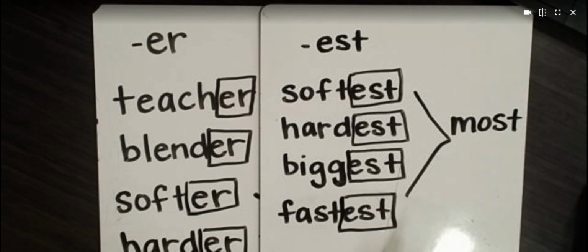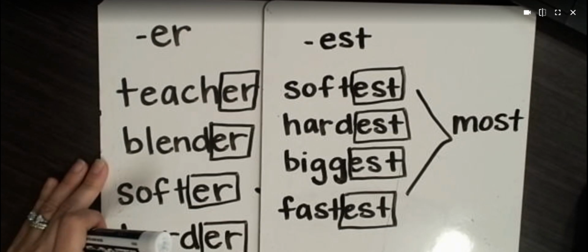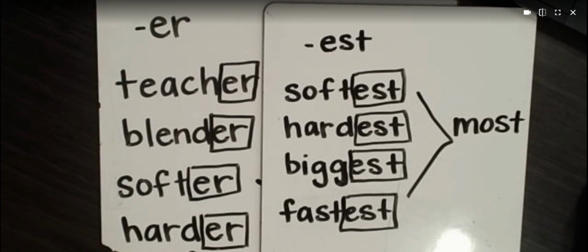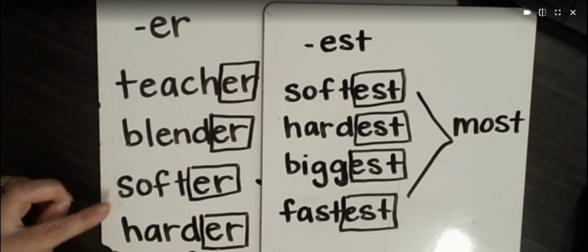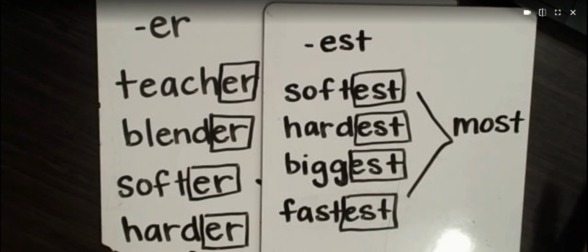So these are just three words that I use to show suffix EST. There's lots of other words that could have suffix EST to compare three or more things. And remember, suffix ER, it shows someone or something that does something, or it shows more. Okay, let's look at one more suffix.